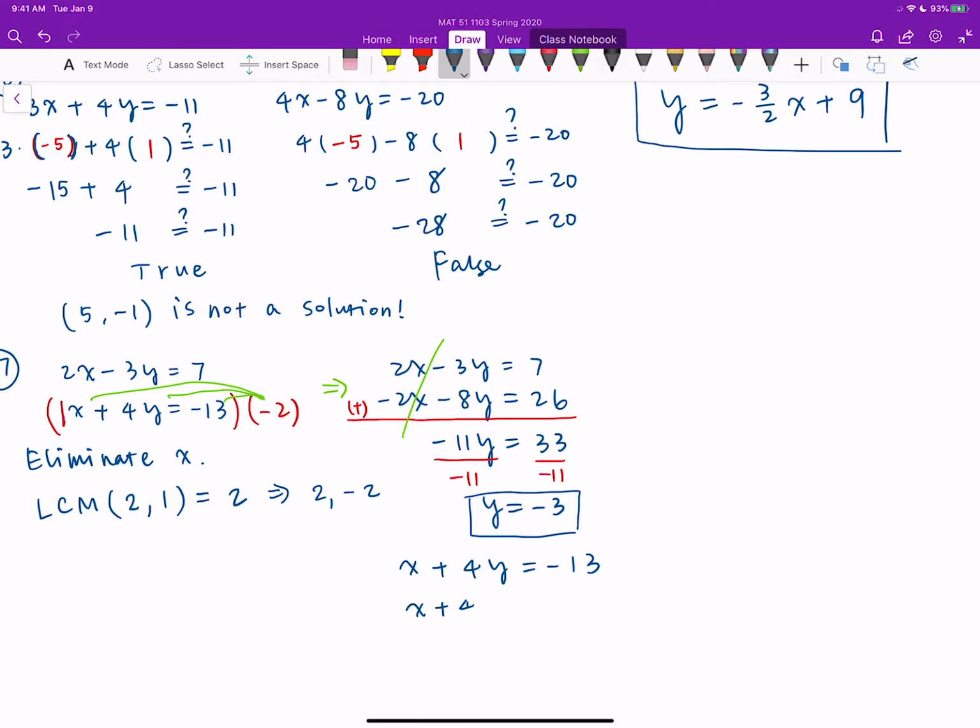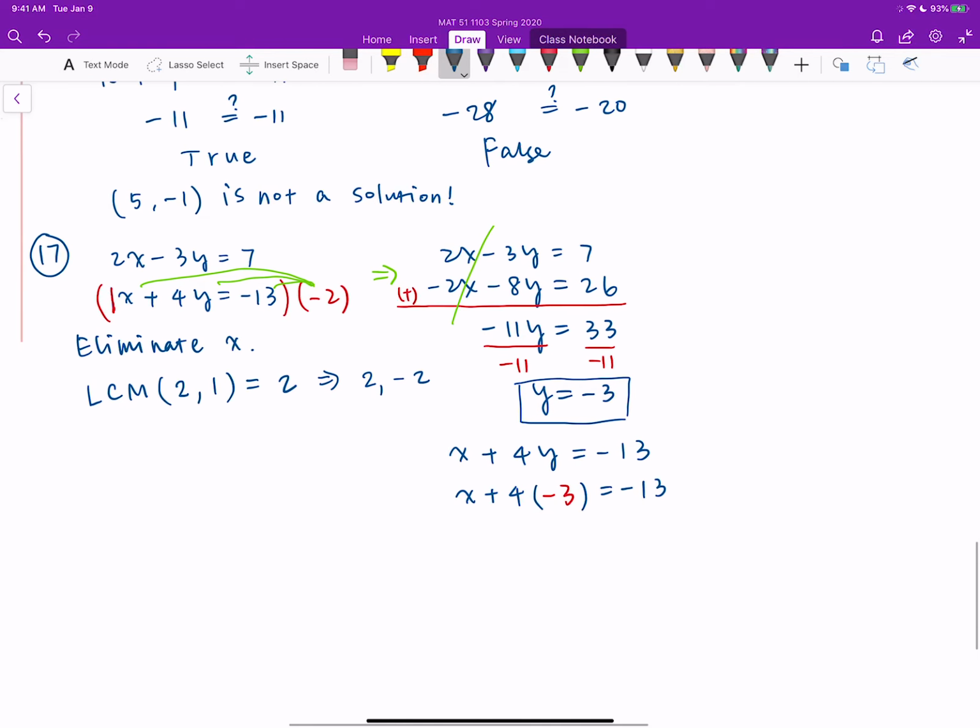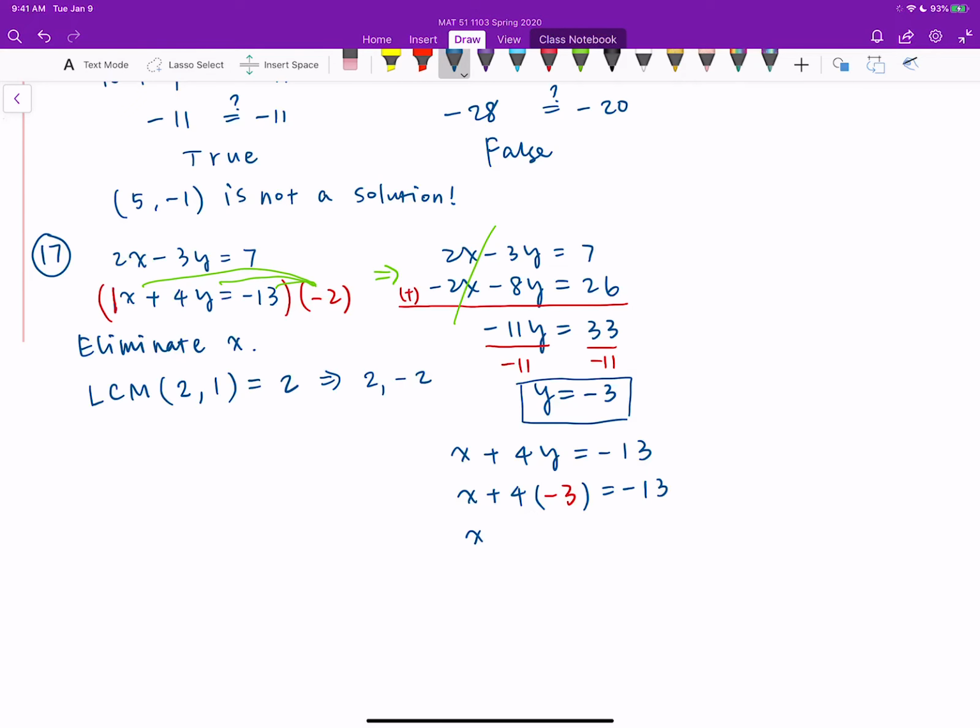x plus 4, grouping symbols, equals -13. The y that we're going to plug in is the solution that we found earlier, which is -3. Let's simplify this. x, 4 times -3, that's -12, equals -13. Keep isolating x. We're going to add 12 to both sides. And that gives us x equals negative 13 plus 12, that's negative 1. Therefore, we find the other half of the solution, x equals negative 1.